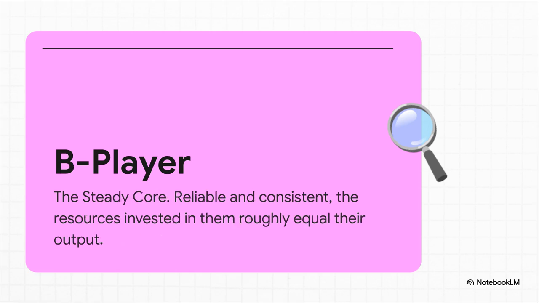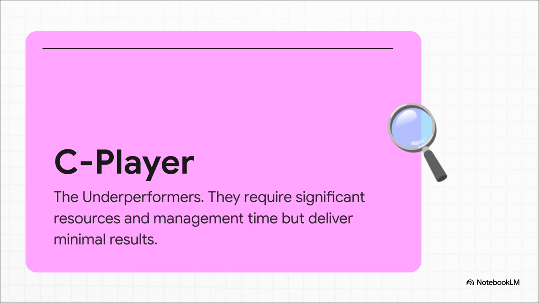Then you've got your B players. And honestly, these are the folks who are the real backbone of the company. They're reliable, they're consistent, they just get the work done day in and day out. The effort you put in pretty much equals the results you get out. Solid. And then, at the bottom of this ladder, you have the C players. Now, according to the model, these are the underperformers. They take up a ton of your time and energy as a manager, but the results just aren't there. Sometimes, they can even slow everybody else down.